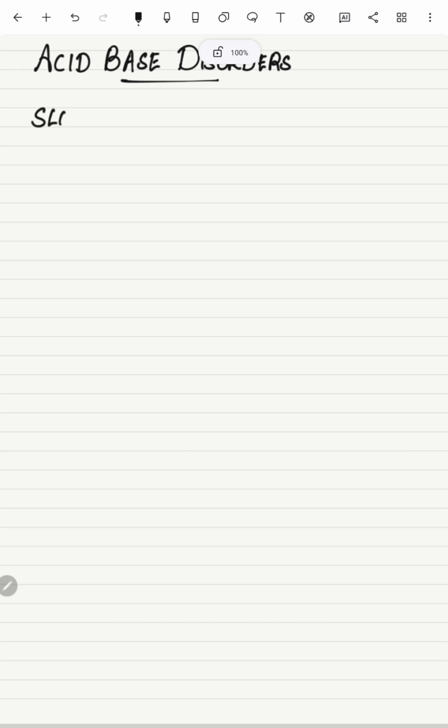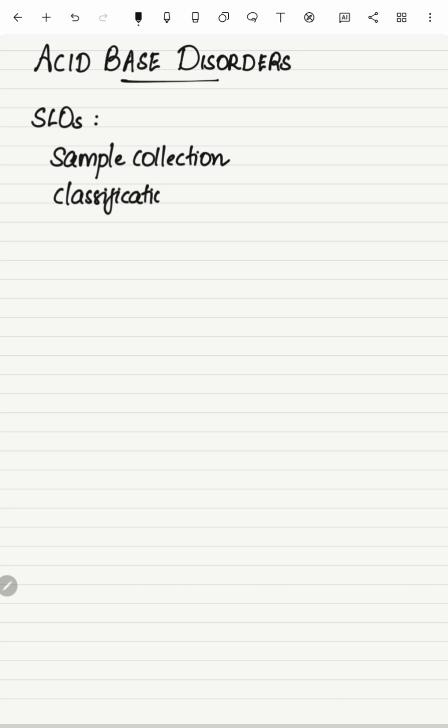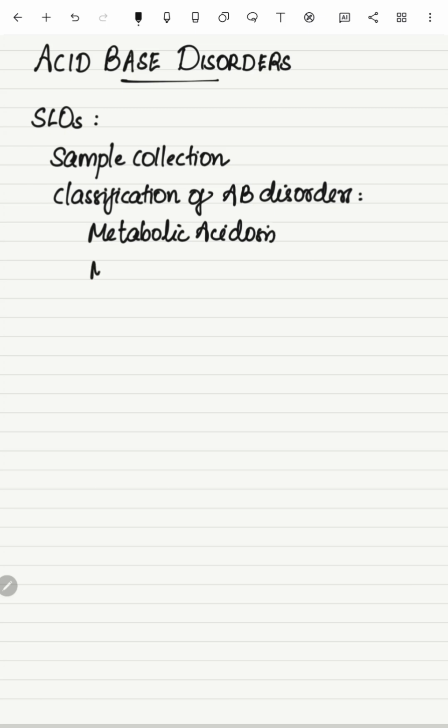So moving on to the specific learning objectives of today's session. First we will be learning about the sample collection. In this we will be discussing the type of sample which we can use for ABG analysis, anticoagulant, and also the precautions to be taken during collection and transport of samples. Then we will be classifying the acid-base disturbances into four major types. They are metabolic acidosis, metabolic alkalosis, respiratory acidosis, and respiratory alkalosis.